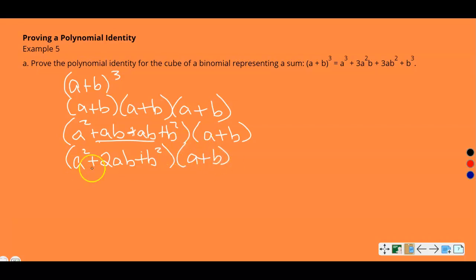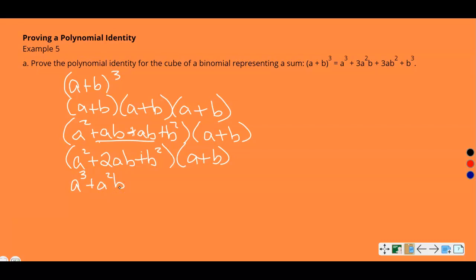All right, so we have to do our first term times each term in the binomial. We have to do the middle term times each term in the binomial. And we have to do the last term times each term in the binomial. All right, so let's get started. A squared times a is a cubed. A squared times b is plus a squared b.